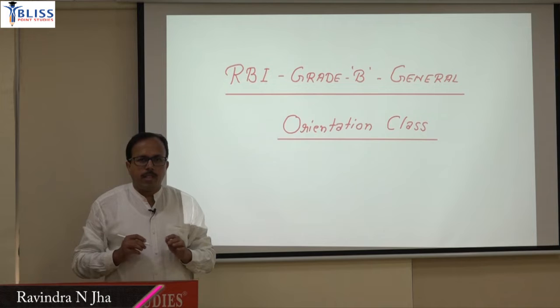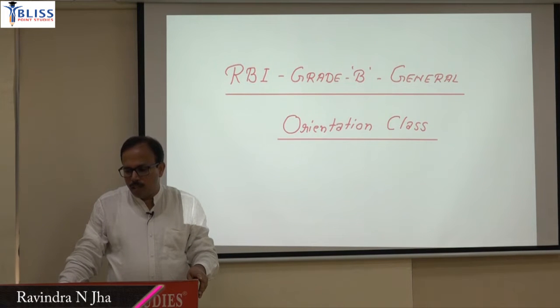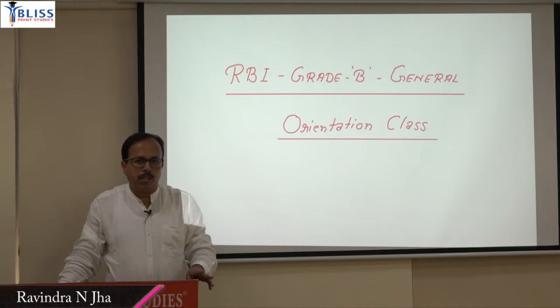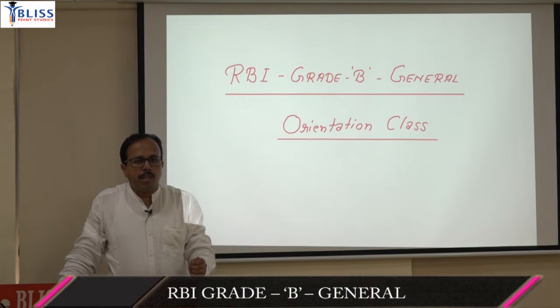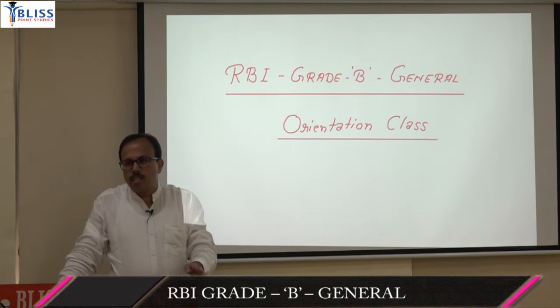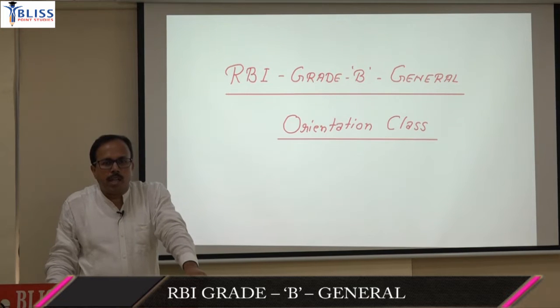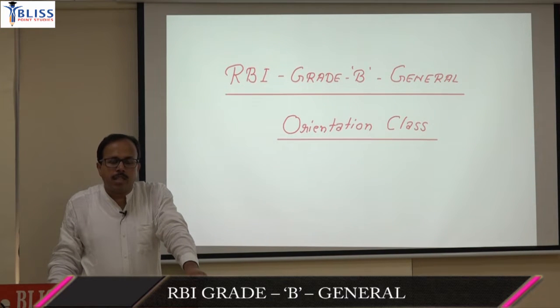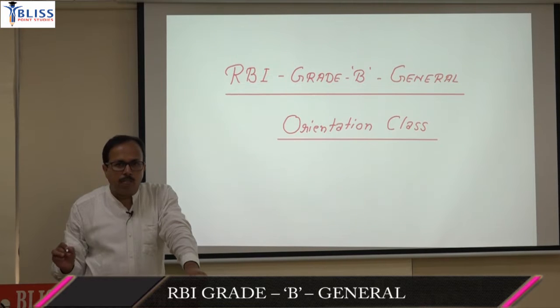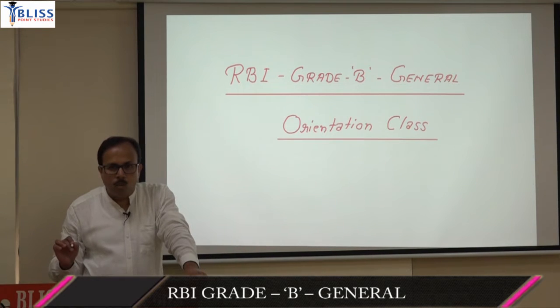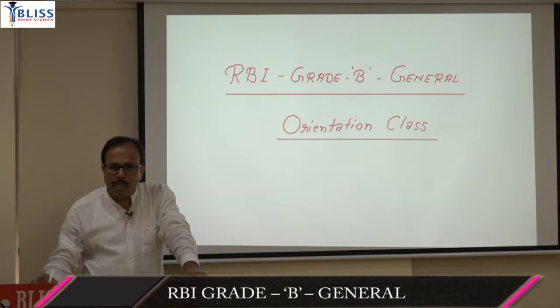So this is an orientation class about the RBI Grade B General exam. As you know, RBI Grade B consists of basically three different exams. One is RBI Grade B General, the other is RBI Grade B DEPR, that is Department of Economic Policy and Research, and the third is RBI Grade B DSIM, Department of Statistics and Information Management. So in fact there are three different exams within RBI Grade B, but this orientation class is all about RBI Grade B General.